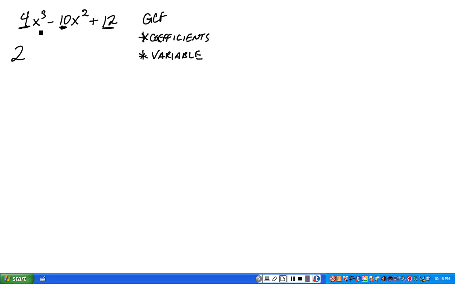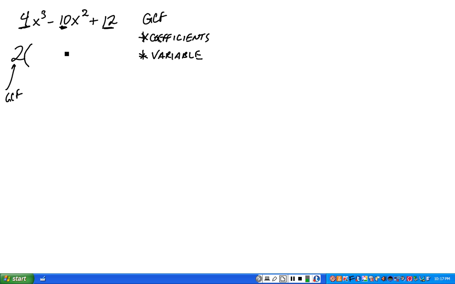When I look at my variable, I have an x in this term, I have an x in this term, but there are no x's in this term. Because there is not an x in each term of the polynomial, we can't pull out an x. Alright? So basically we're left just having to pull out this 2. And if we pull out the 2, we realize that's our GCF. That's our GCF.